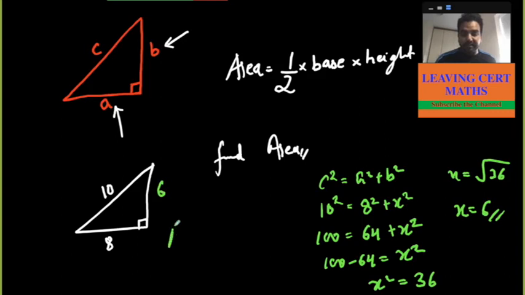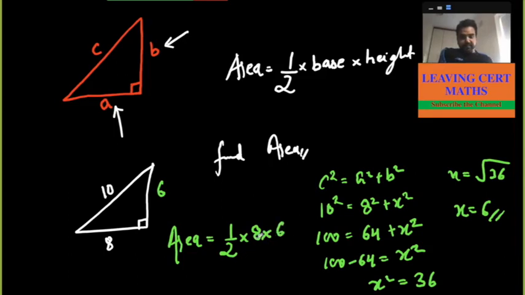So what is the area? Half by base by height. Base, so half, 8 times 6.